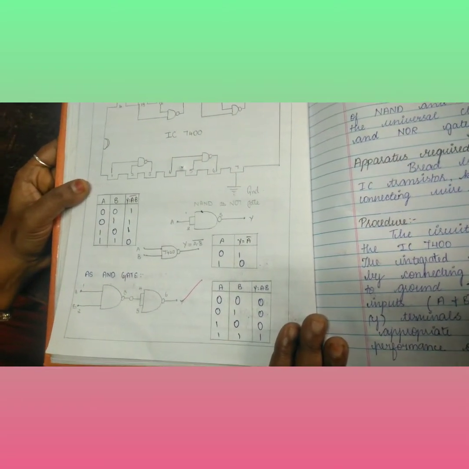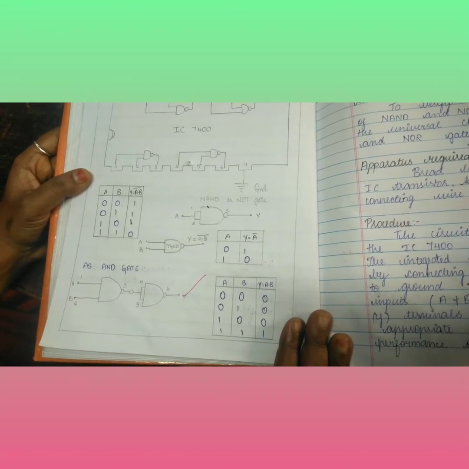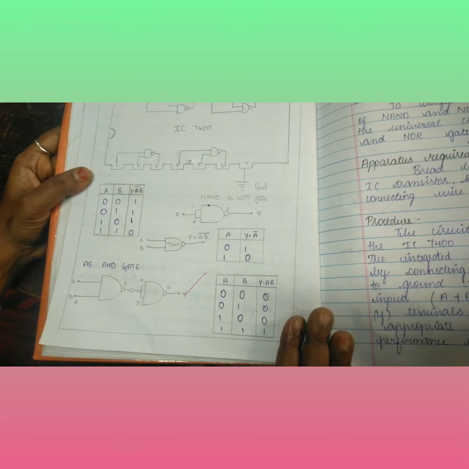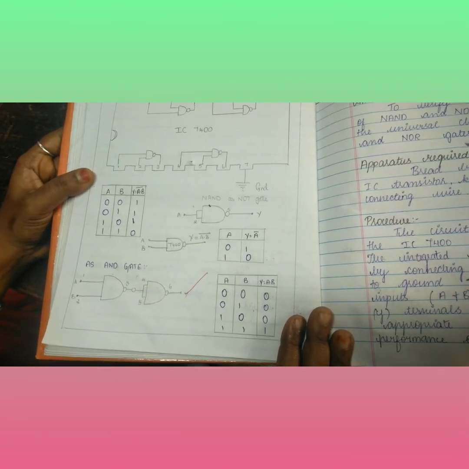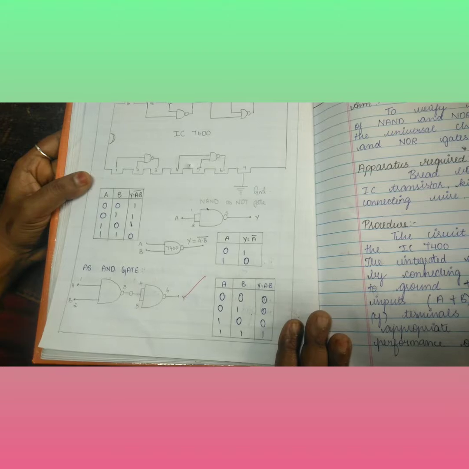So already I discussed about the NOR gate. Now I am going to discuss the NAND gate. You already know NAND gate acts as a universal gate, because by using NAND gate we can construct the basic logic gates such as AND or NOT. That's why that gate is called a universal logic gate.